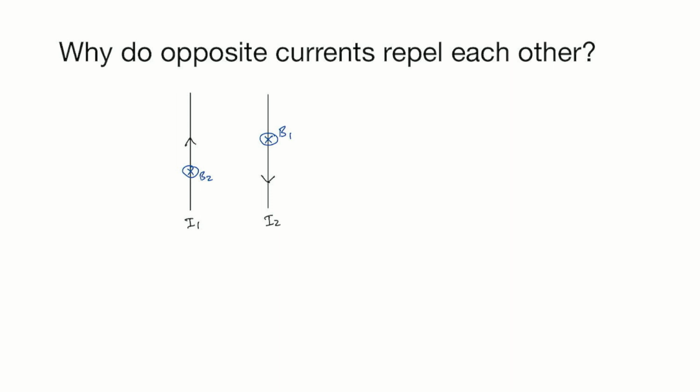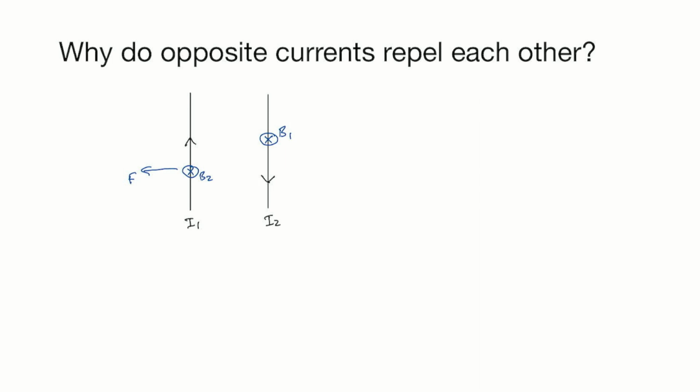Okay, the magnetic force on I1 is going to be to the left. Okay, so to find this, we put our pointer finger in the direction of I1. We put our middle finger in the direction of B2, and our thumb points to the left, and that is the direction of force. Okay, we do the same thing for I2.